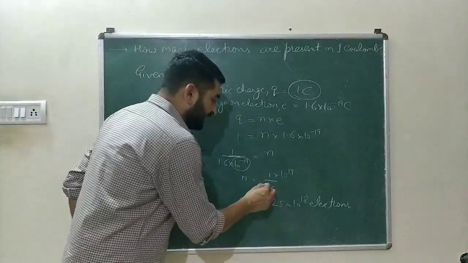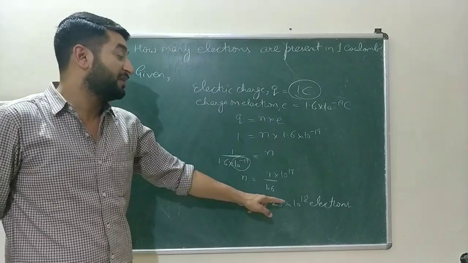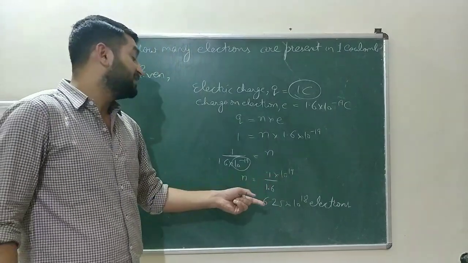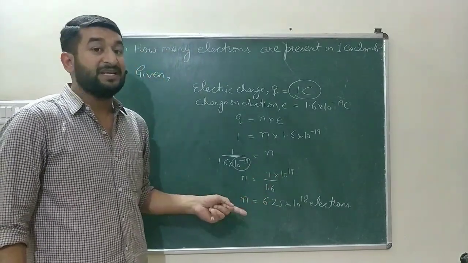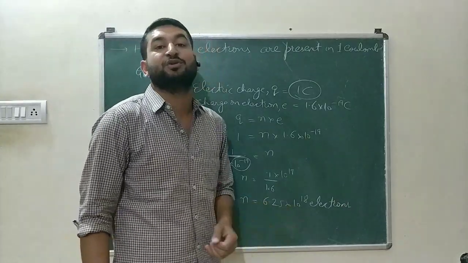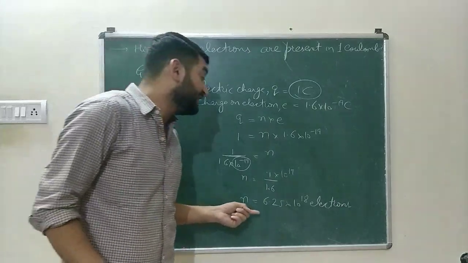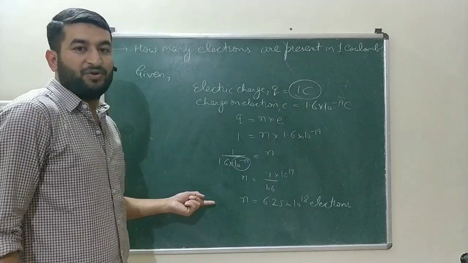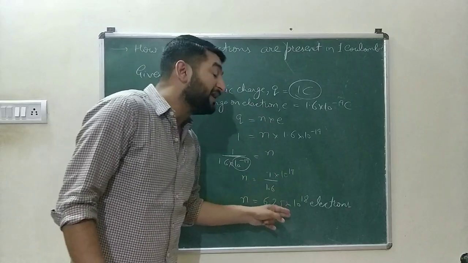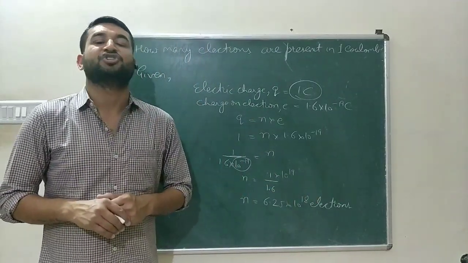When we solve 1 by 1.6, this value will come: 6.25 into 10 raised to the power 18 electrons. You can solve it, so please solve it. So the number of electrons in 1 coulomb of charge is equal to 6.25 into 10 raised to the power 18 electrons. 1 coulomb of charge will have this many electrons. And if they ask you to find it for 2 coulomb of charge, then multiply by 2, for 5 coulomb, multiply by 5. That's how we can use the quantization of charge.